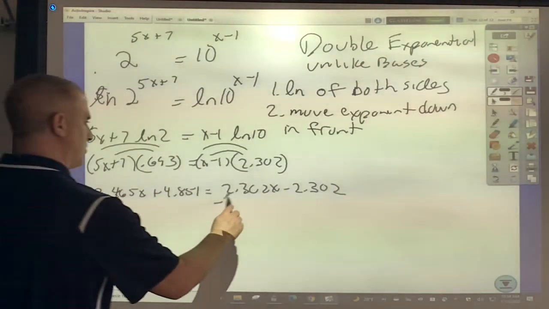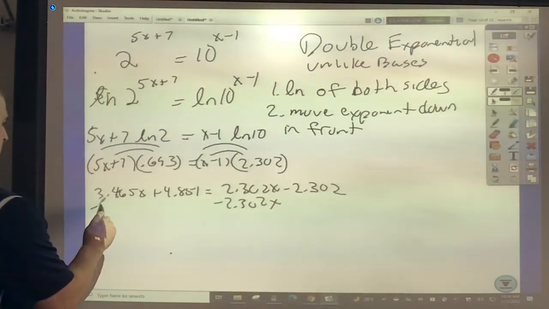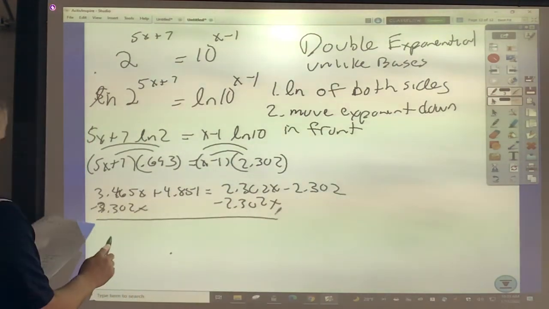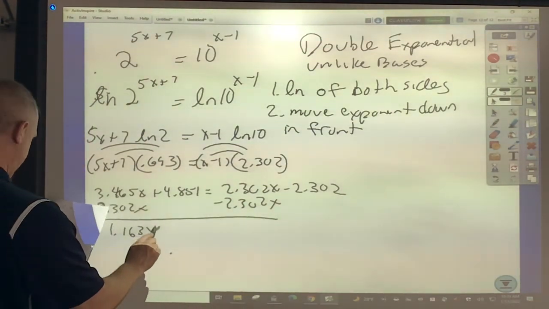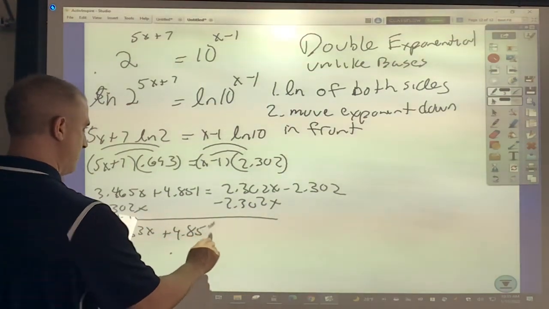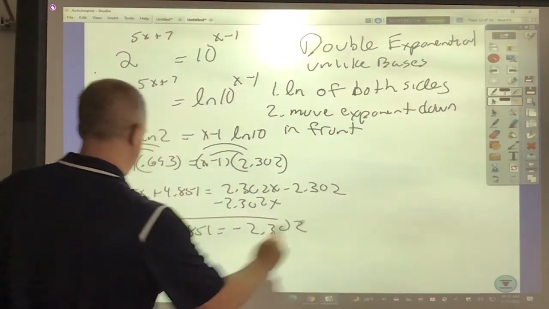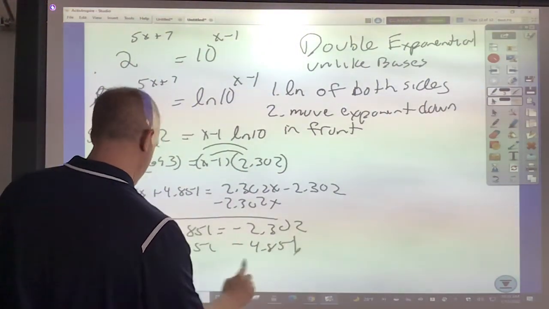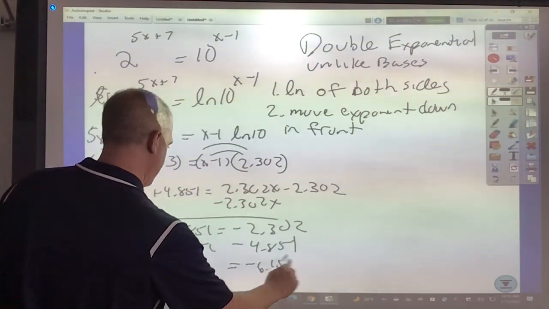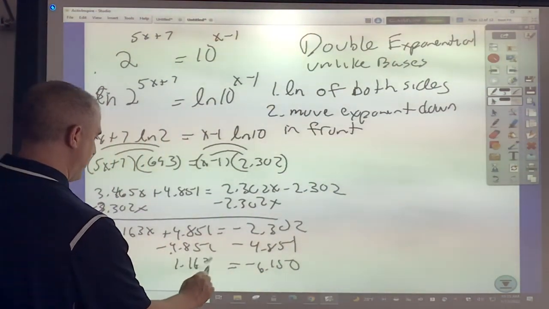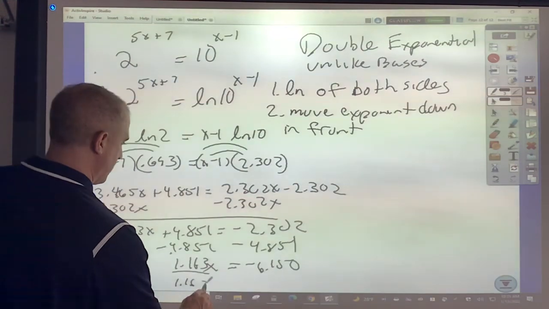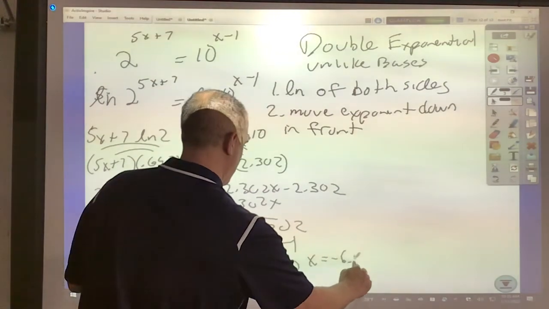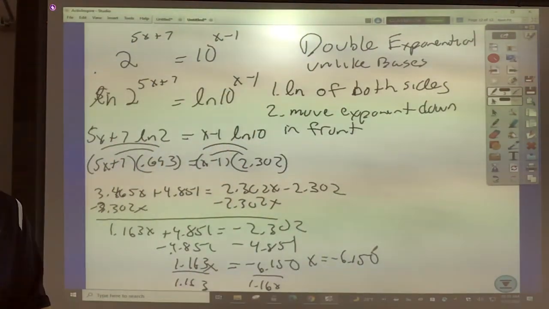So what I want to do is subtract this. Okay, so I'll get 1.163x plus 4.851. And then I want to subtract this, okay, which gives me negative 0.610. And then I just divide this by 1.163. This is a battle of decimals, all right? And I get negative 6.150, okay? All right, so that's a battle of decimals.